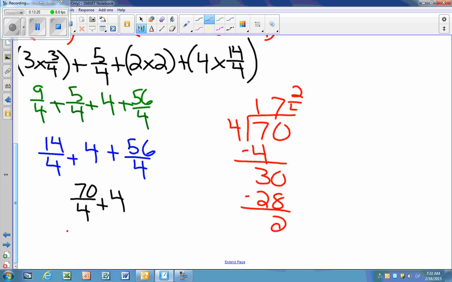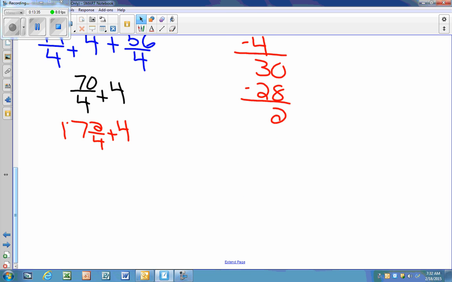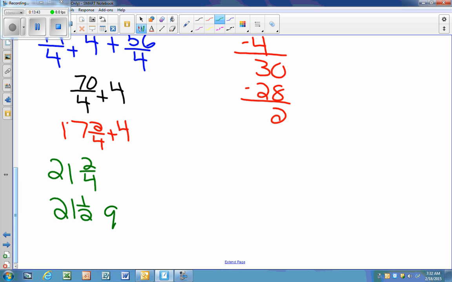So I have 17 and 2/4. So now this is 17 and 2/4 plus 4. So in this case now I can just add my whole numbers together. And when I add my whole numbers together, I get 21 and 2/4. And I want to simplify that to 21 and 1/2. And it should be quarts because that's what she was working with. And if you notice, I never have an equal sign anywhere in there.